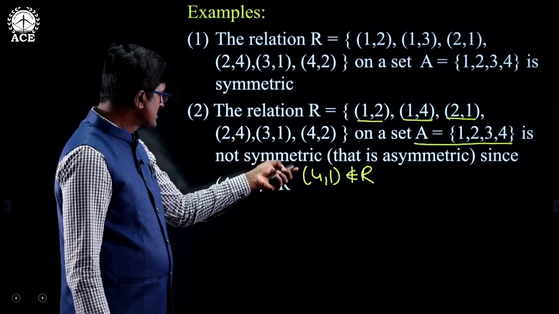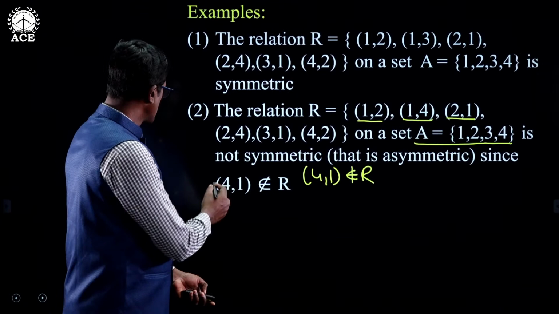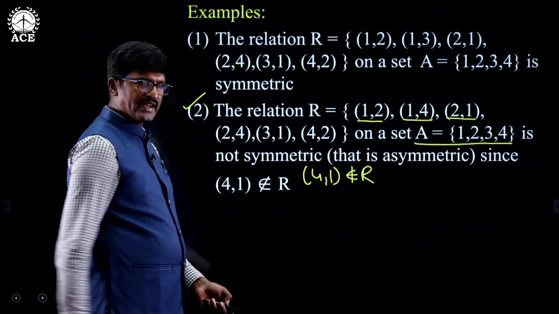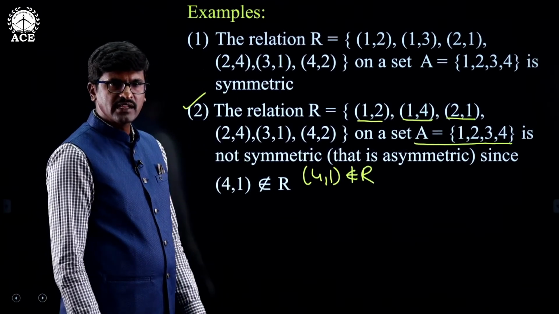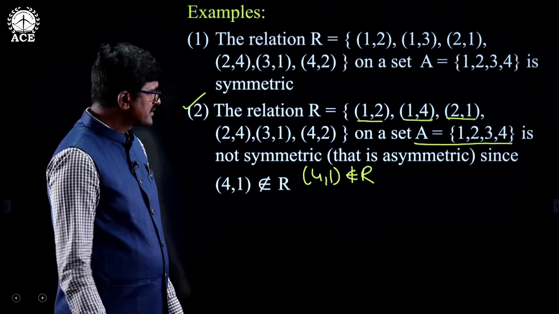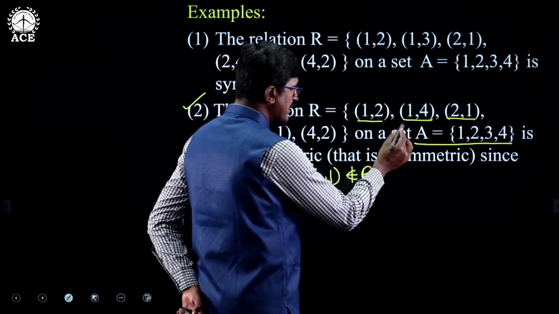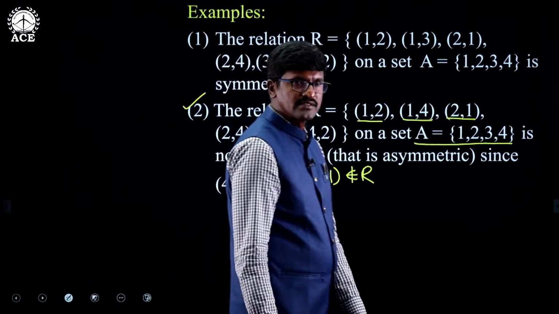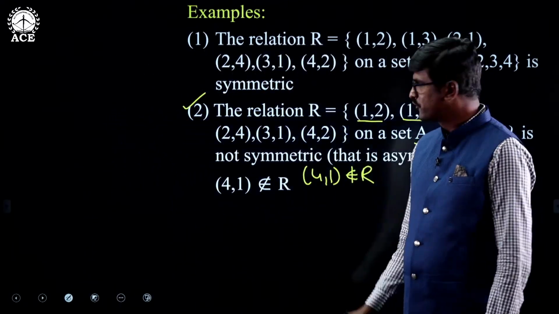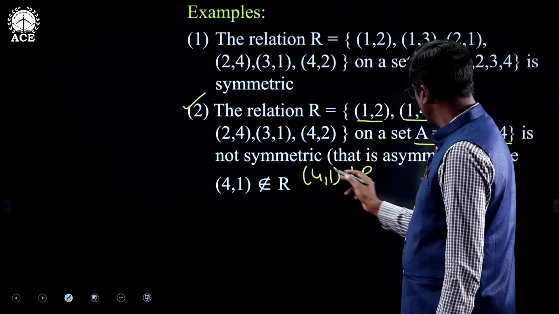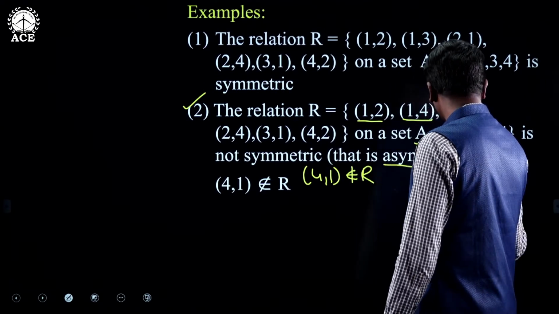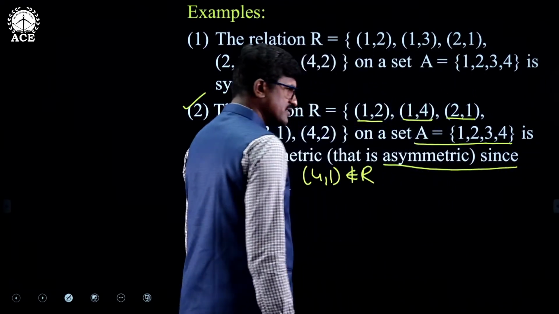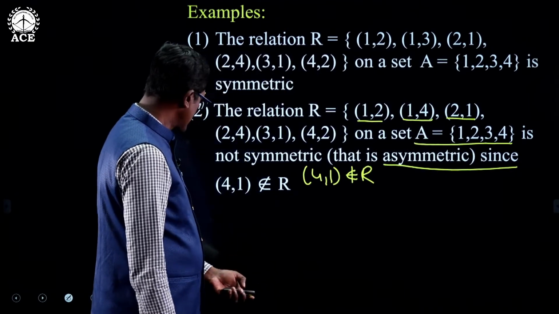That means this is an asymmetric relation. So whatever relation I have taken in the second example, that is not a symmetric relation. The reason is (1, 4) is present in the relation R, but (4, 1) is not present in the relation R. Therefore, this is not a symmetric relation. Not a symmetric relation means asymmetric relation. That is called asymmetric relation.